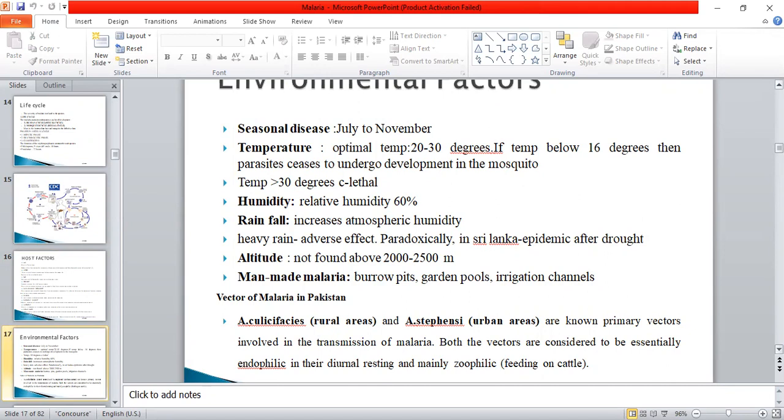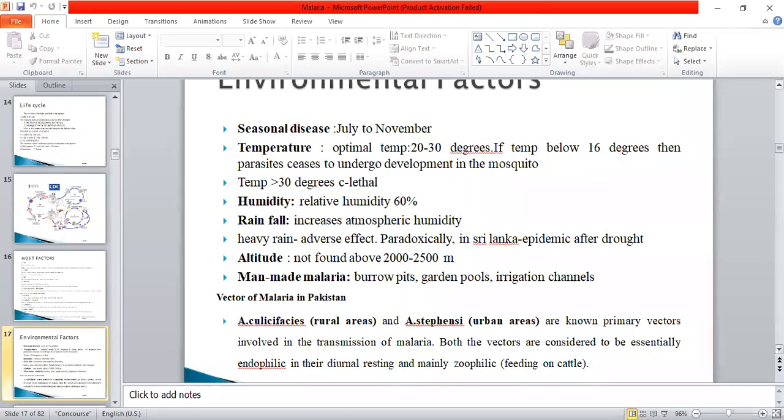Humidity: a relative humidity of 60% is also favorable for the development of the mosquito. Rainfall further increases the atmospheric humidity, but rainfall also has a paradoxical effect in some areas, as it causes several epidemics. The lesser monsoon leads to the formation of small pools of water in rivers, which act as breeding places for malarial vectors. The relationship between rainfall and mosquito breeding is of fundamental importance.